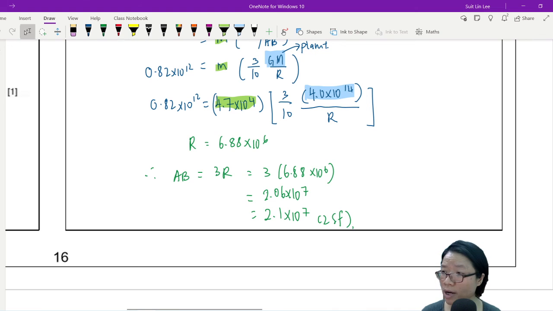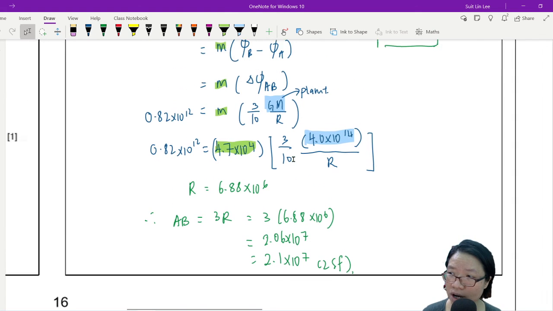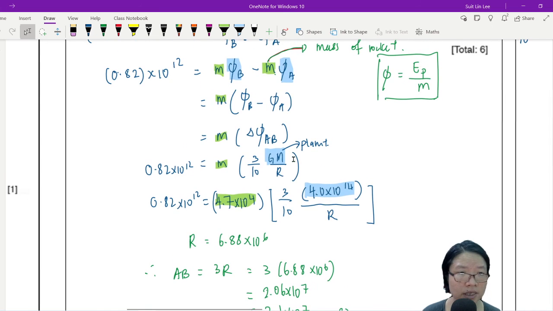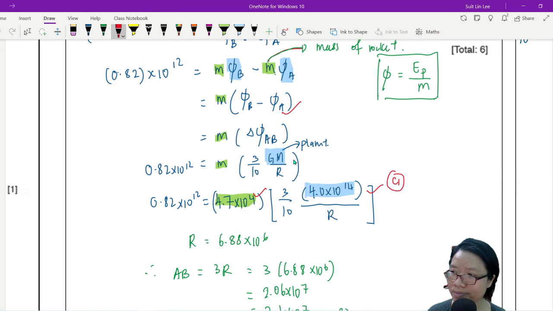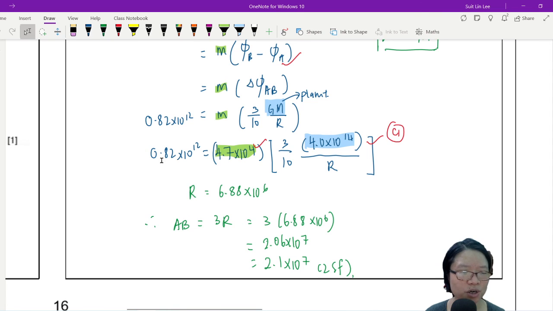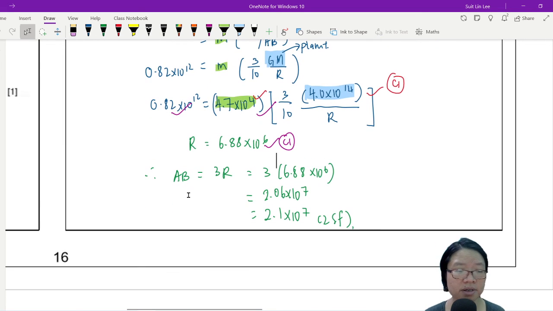We can get this value. So where are our 3 marks? The first mark is when you find the change in GPE correctly. So we see the change in GPE as something like this. This one is C1. Here, and substitute correctly, this is all C1. And then you equate this to kinetic energy, and then find R. This is C1. Once you arrive at this 6.88, you will get 2 marks already. But you will only get the third mark if you find the distance AB, which is 3R.